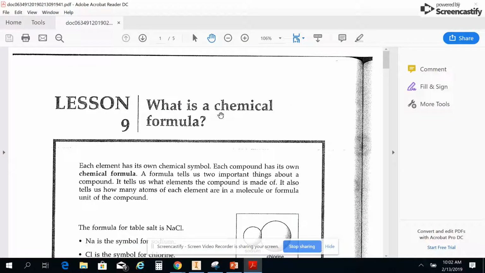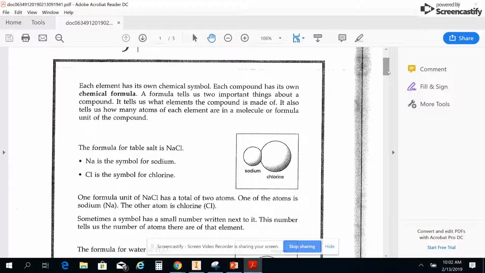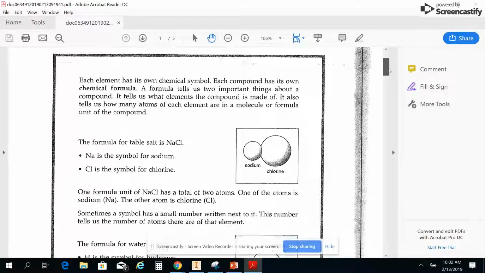Okay, what is a chemical formula? Each element has its own chemical symbol. A formula tells us two important things about a compound. It tells us what elements the compound is made of. It also tells us how many atoms of each element are in a molecule or formula unit of a compound.